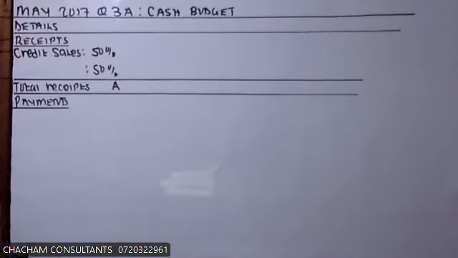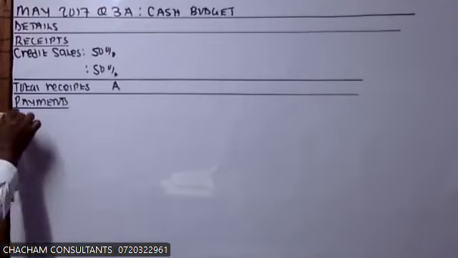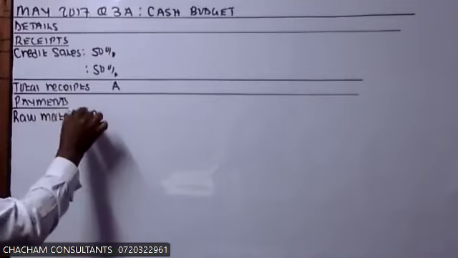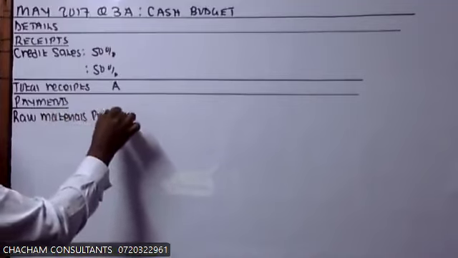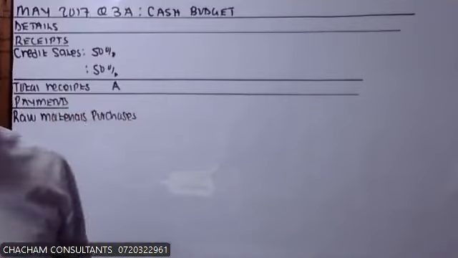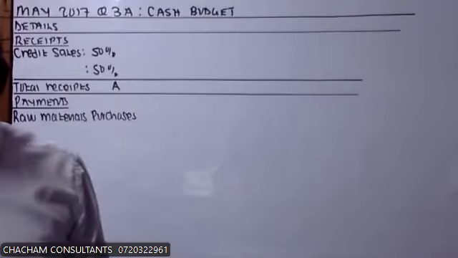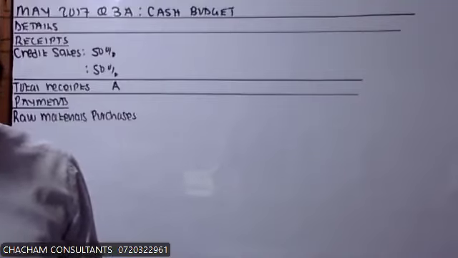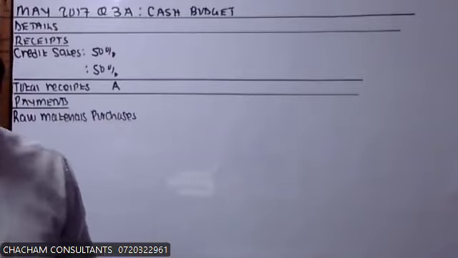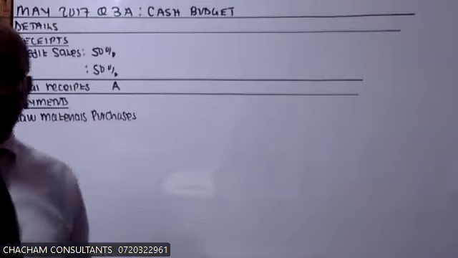Yeah, we have purchases, raw materials purchases. Raw materials purchases, good. Another one that you can see. Wages and salaries.